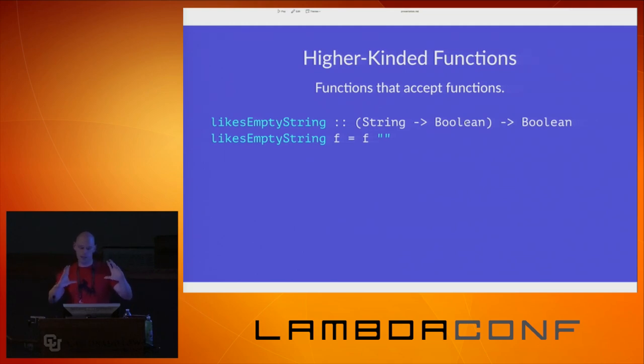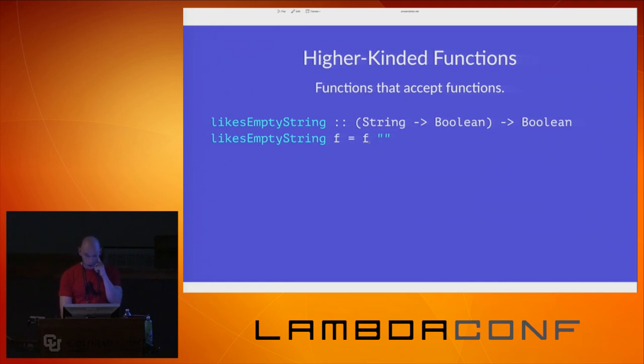It's a set of functions that accept a string and return a boolean. And I'm going to say my function likes empty string picks one of those functions and it returns a boolean. Conceptually, what this is saying is likes empty string is going to test. You can feed it any function, that is, you can feed it any element of the set of functions from string to boolean. You can feed it any function at all that renders a value judgment on strings. And likes empty string is going to test that function on the empty string to see if that function likes the empty string. So how do I implement this?